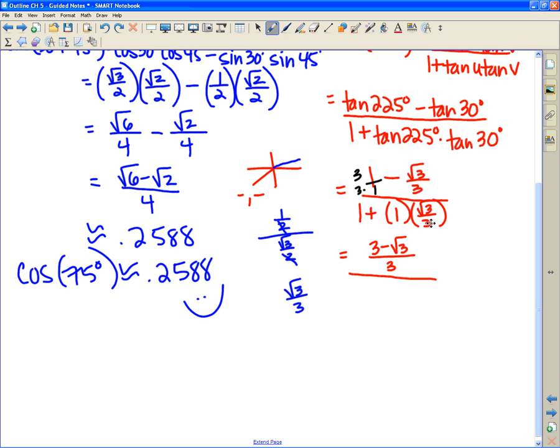The denominator on this fraction is 3, so I need to get a 3 on this fraction. So 3 plus the square root of 3 is my numerator down here, all divided by the same number, 3. This is looking good so far. So dividing by fractions is easy as pie.